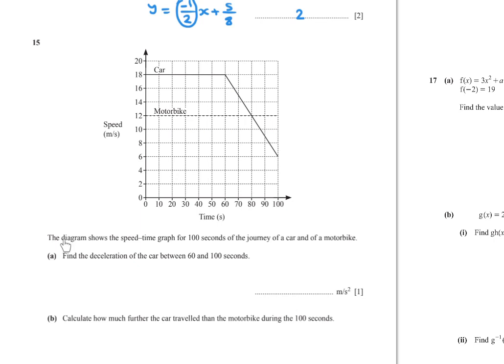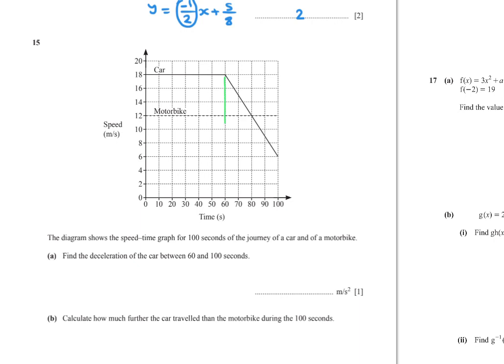15. The diagram shows a speed time graph for 100 seconds of the journey of a car and a motorbike. Find the deceleration of the car between 60 and 100. So we need to find the deceleration. You can find the deceleration by rise over run, or with two points, y2 minus y1 over x2 minus x1.